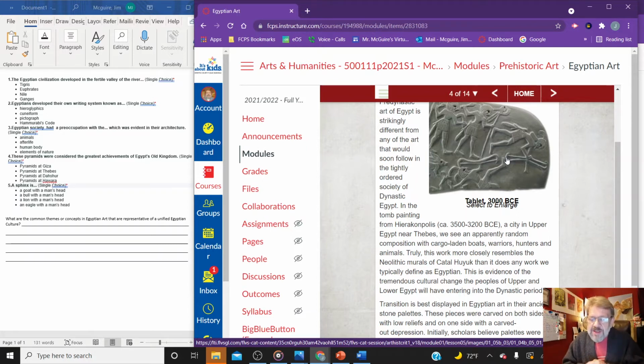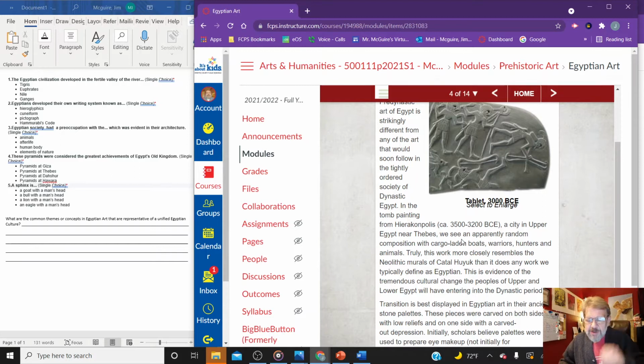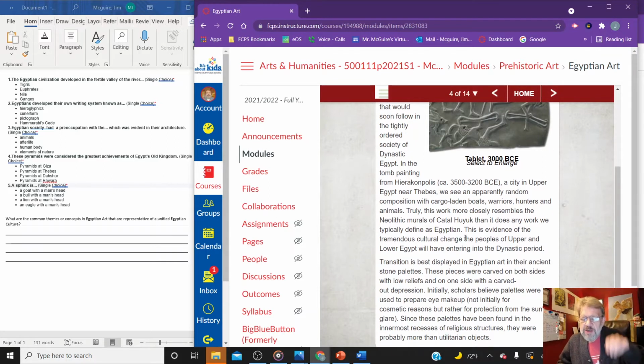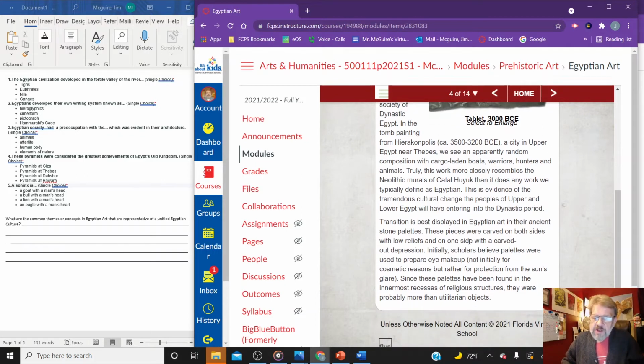This is evidence of the tremendous cultural change between the peoples of Upper and Lower Egypt as we enter into the dynastic period. This transition is best displayed in Egyptian art in their ancient stone palettes. These pieces were carved on both sides with low relief. When we talk about relief, that's three-dimensional work, but low or high relief is really how much three-dimensionality is affected. Relief is really a two-dimensional surface, designed to be looked at on a flat surface, but it has raised elements that give us that three-dimensional form.